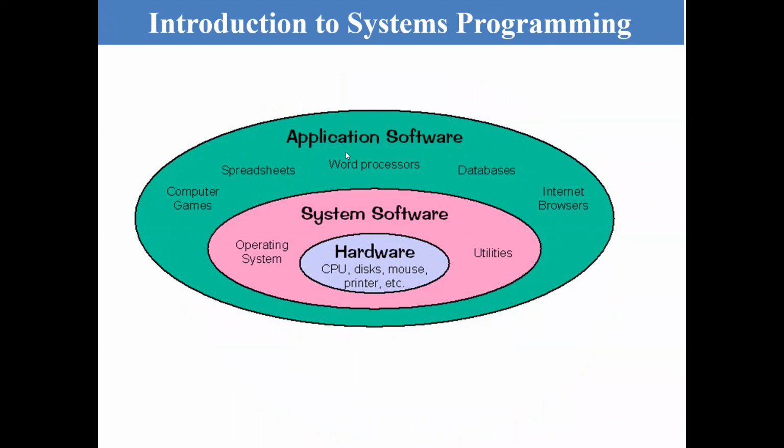Here you can see different examples of application software. Computer games, spreadsheets, word processors, databases, internet browsers, these are some applications, or you can say examples of application software, right? Which are the system software? Operating system, then utilities, these are the system software, right? Then hardware. Examples of hardware are CPU, disk, mouse, printer, etc.